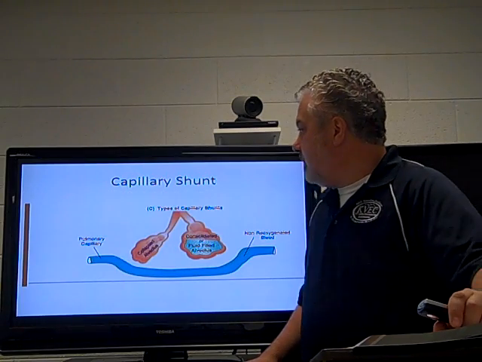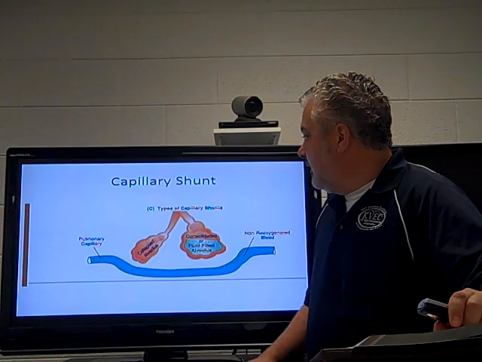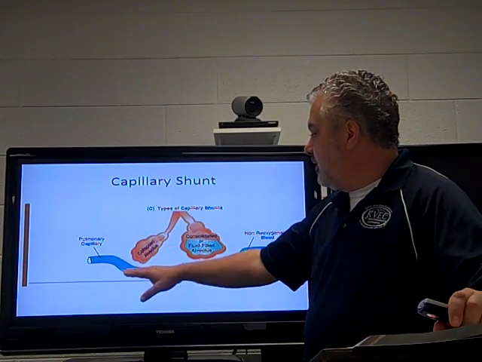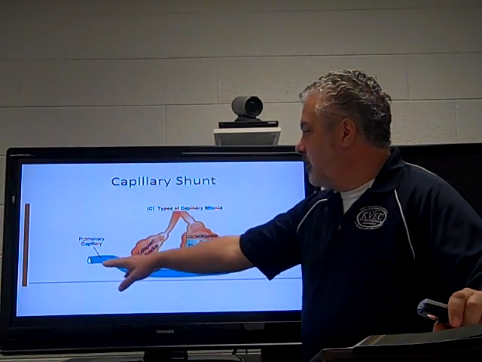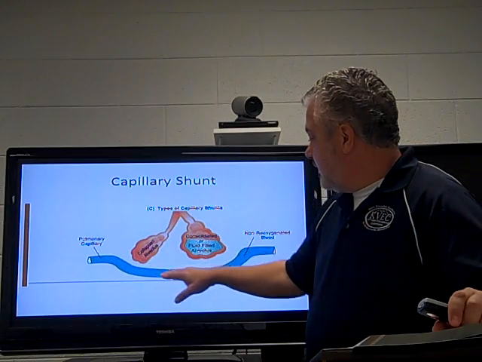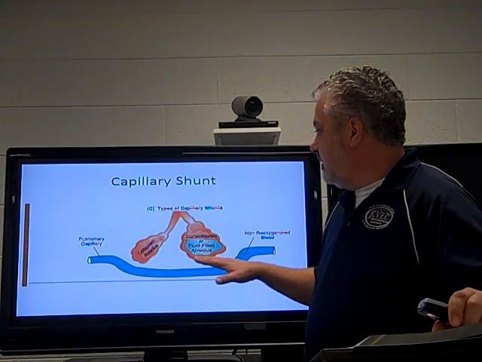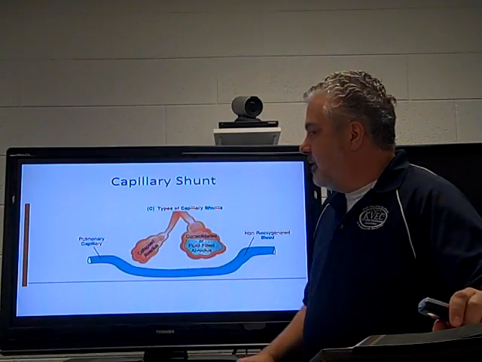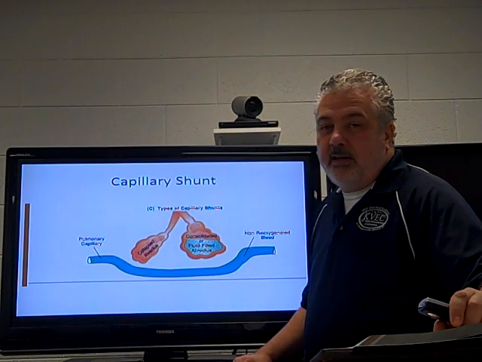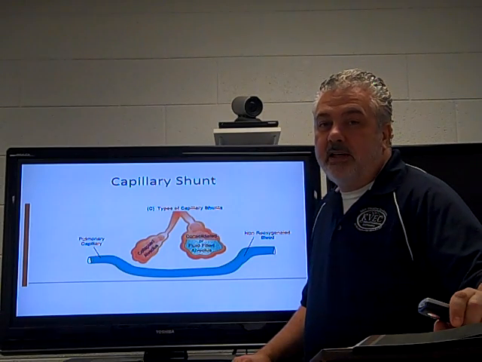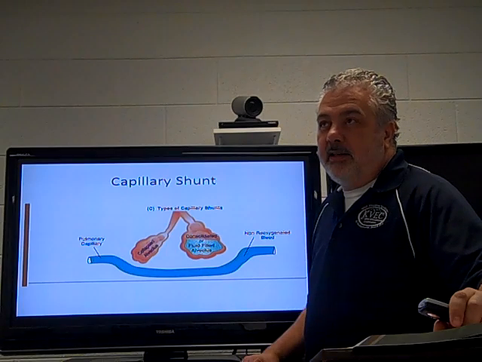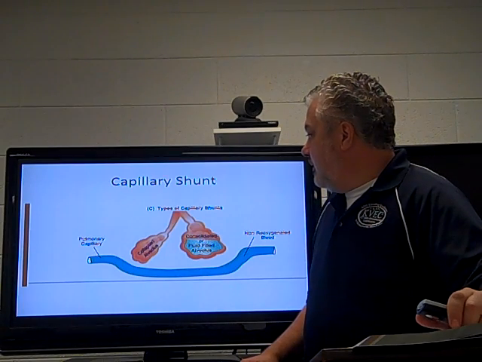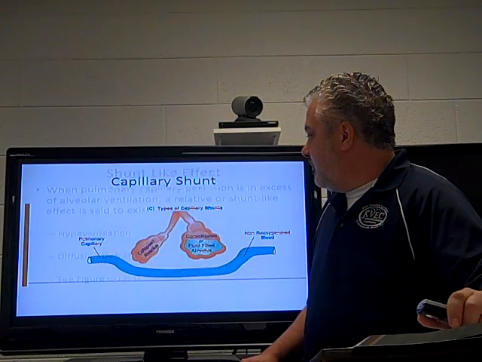Okay, so here's capillary shunting. Basically, you have a collapsed alveolus. You notice that the bloodstream is blue, and it doesn't ever change colors because this blood doesn't pass an alveolus that's ventilated, and it doesn't get oxygenated, and that's a problem.